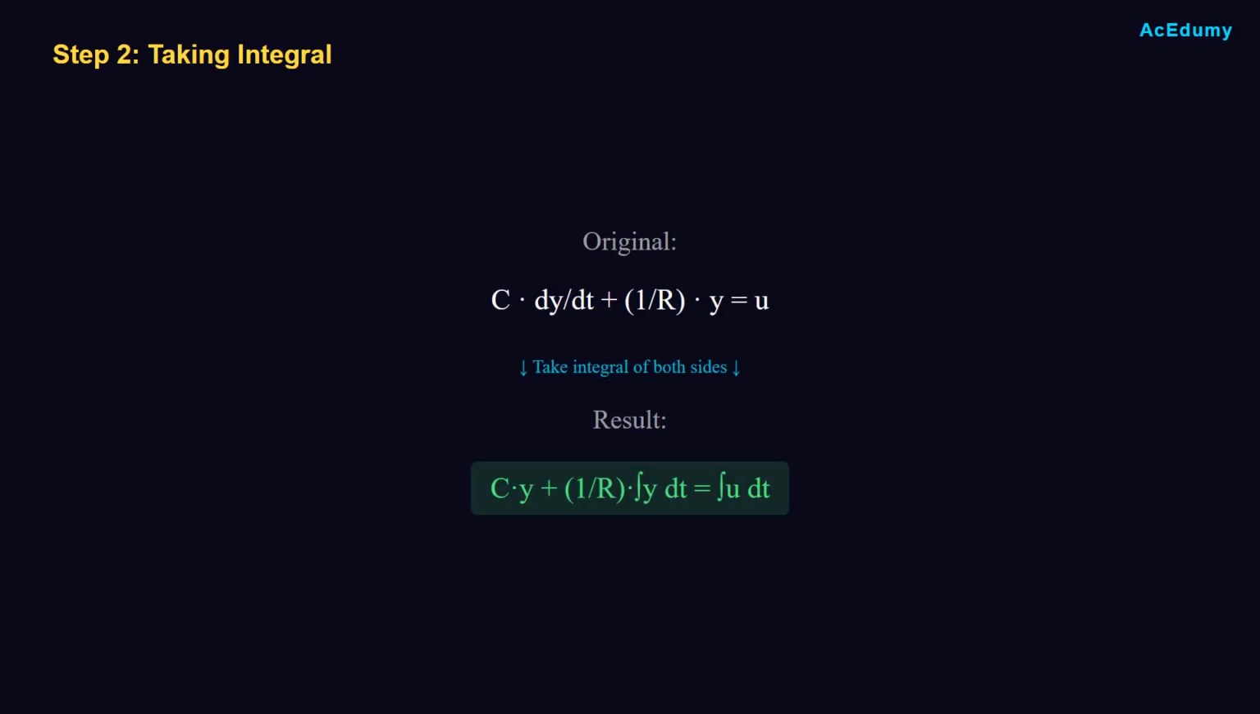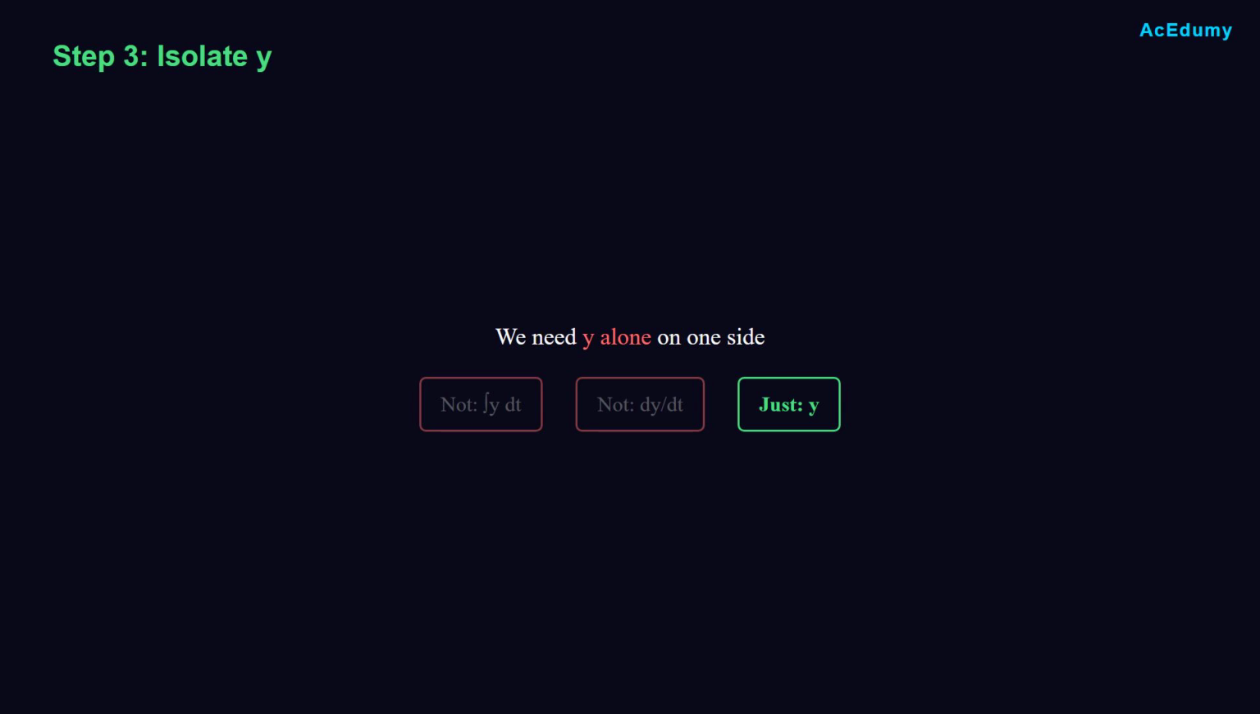Taking the integral of both sides, the integral of C dy/dt becomes C times y. The integral of 1 over R times y becomes 1 over R times the integral of y dt. And the integral of U becomes the integral of U dt. Now our equation has no derivatives. Check. Step 2 complete. Step 3.